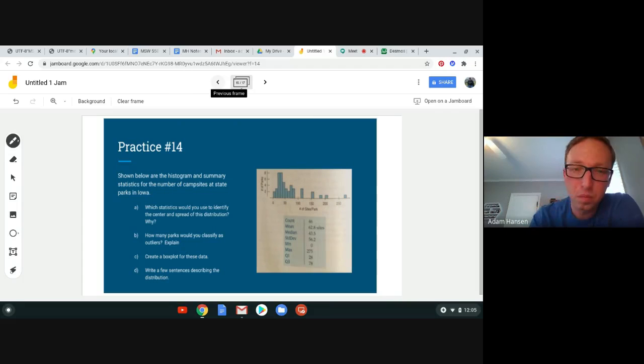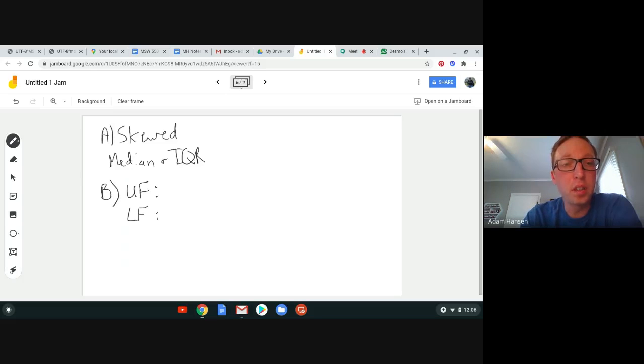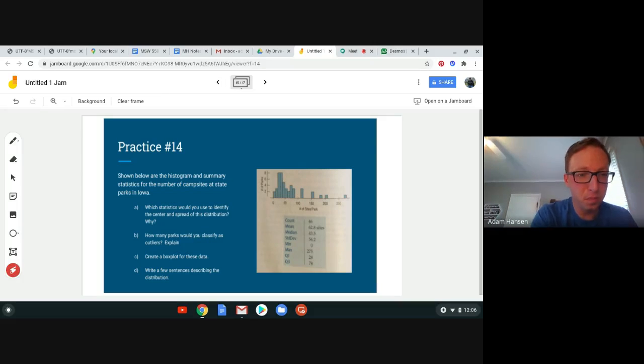Part B says, how many parks would you classify as outliers? This is found using fences. So the upper fence and lower fence. And as a review from our previous video, the upper fence and lower fence are the quartiles plus or minus 1.5 times the IQR. So for the upper fence, we'll take Q3, 78, plus 1.5 times the IQR, which is 78 minus 28, or 50. So 78 plus 1.5 times 50 is 153.